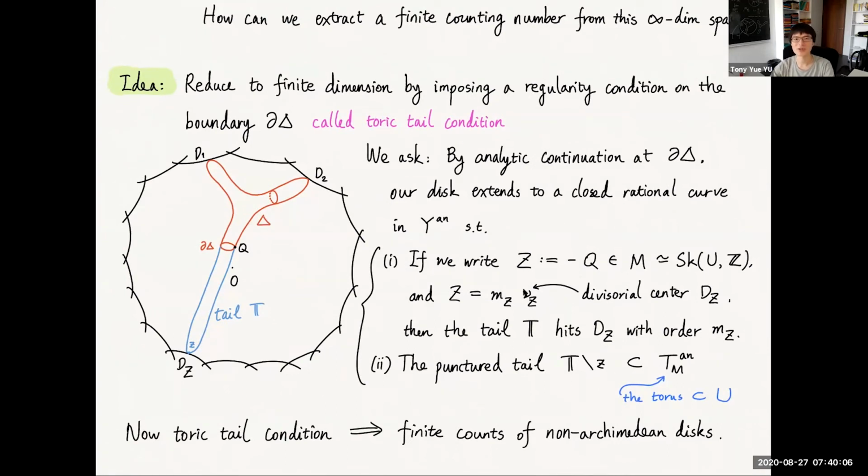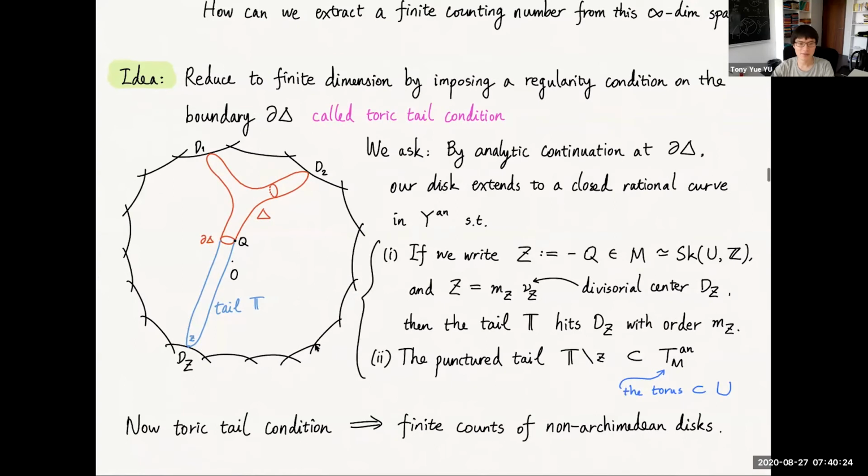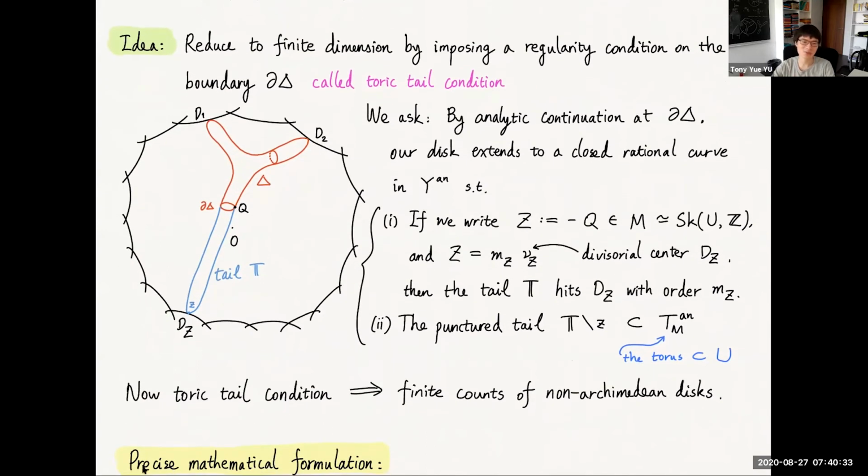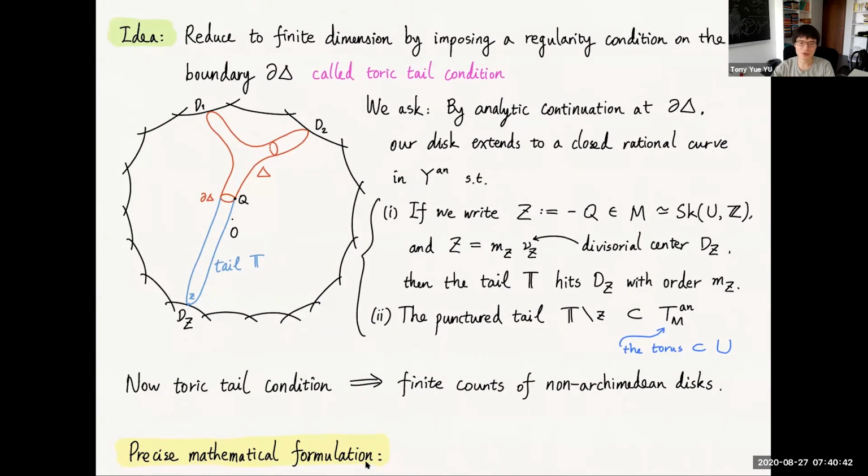Yeah, so this is the heuristic idea for counting such red disks, and the counts of such red disks give the structure constants. And I think I still have time to give a more precise mathematical formulation. You don't have to pay too much attention to the precise mathematical formulation. I just want to go quickly over it in order to show that to make this heuristic idea precise is not so complicated.